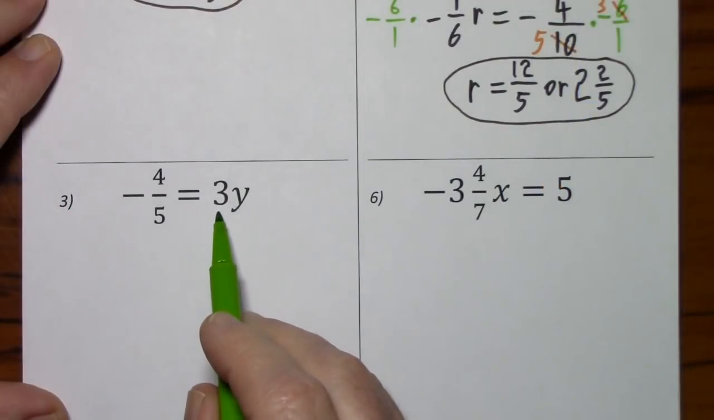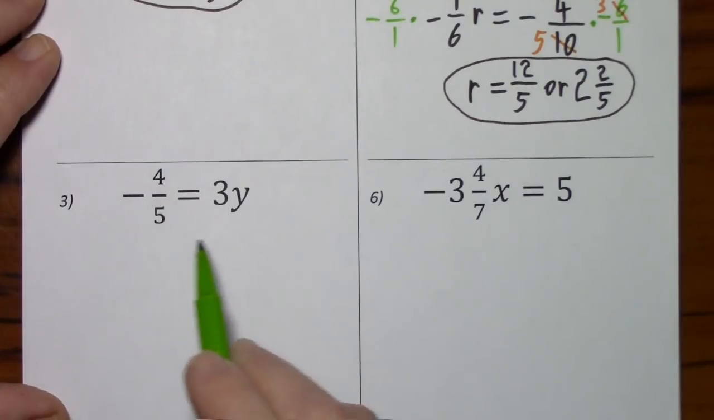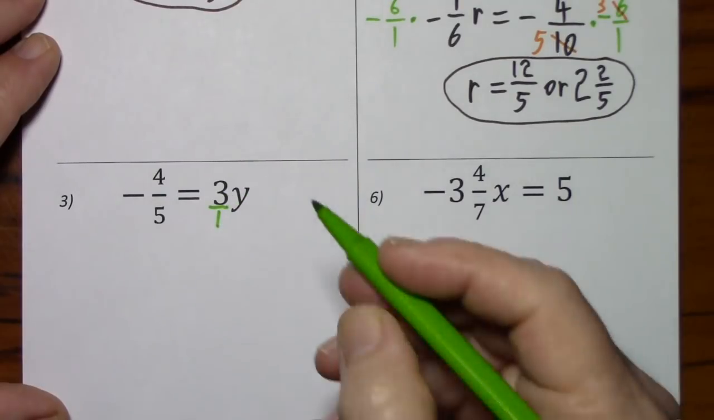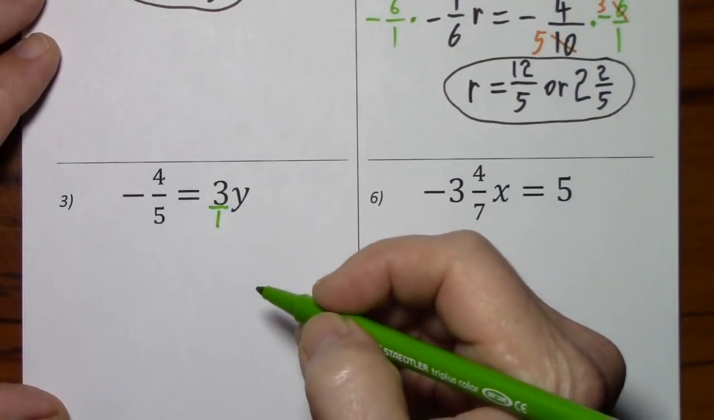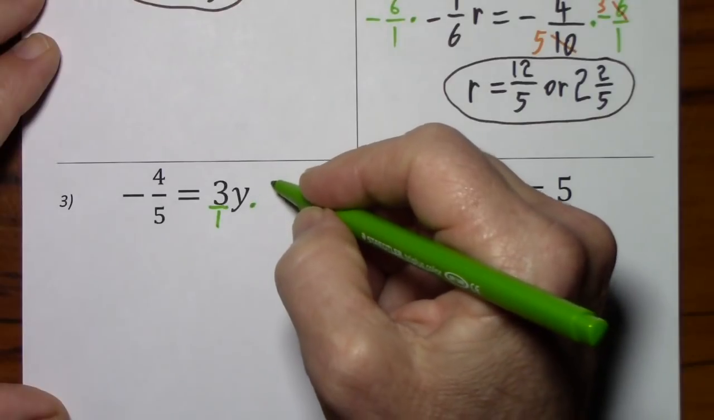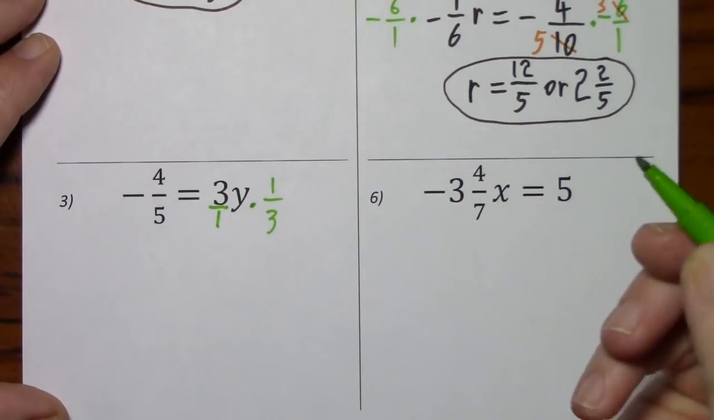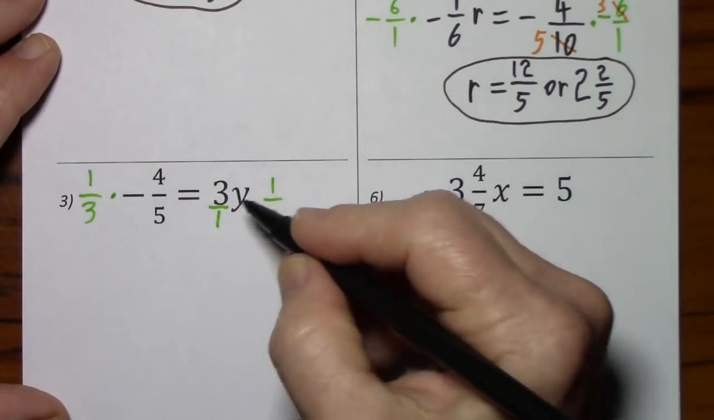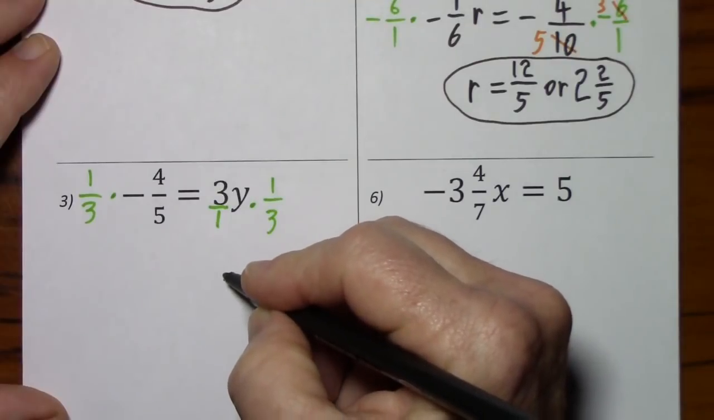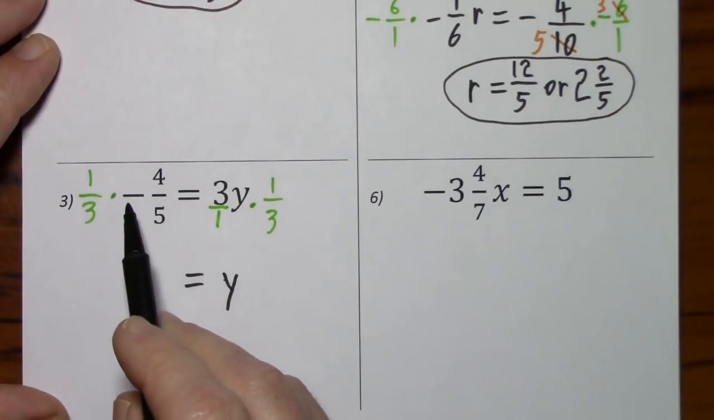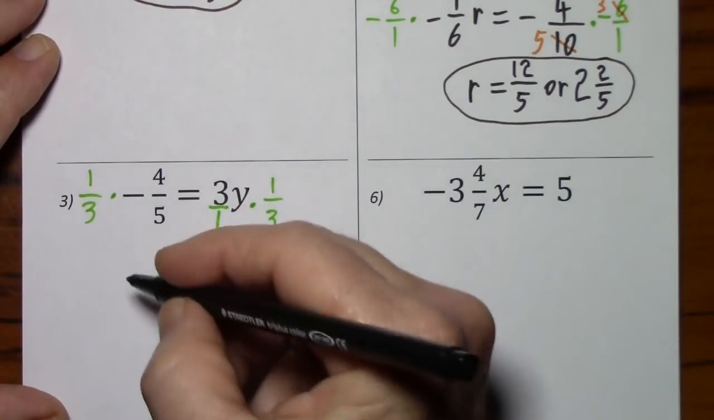We want to get rid of the 3. In general, when working with algebraic equations that have fractions, you want all fractions. So I'm going to write the 3 as 3 over 1. 3 over 1 is held by multiplication, so I'll divide by 3 over 1, which is to say I'll multiply by 1/3. So I'll multiply by 1/3. 3 cancels 3, you're left with y. Here nothing will cancel, so it's negative 4/15.